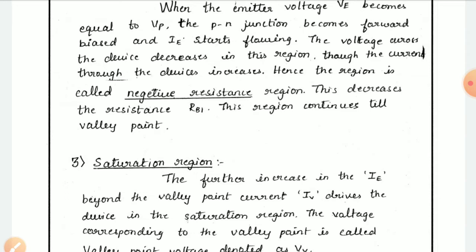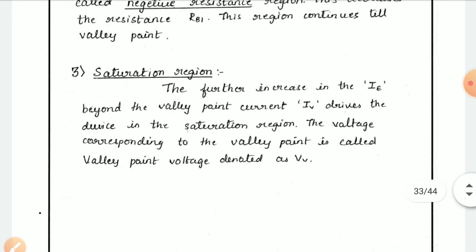In the saturation region, there is a further increase in the IE value. The emitter current increases beyond the valley point, and beyond this point the current keeps increasing, which drives the device into the saturation region.